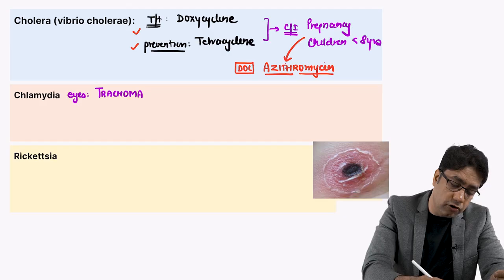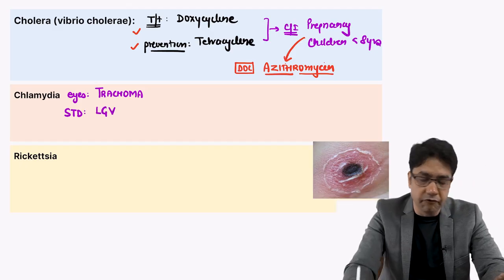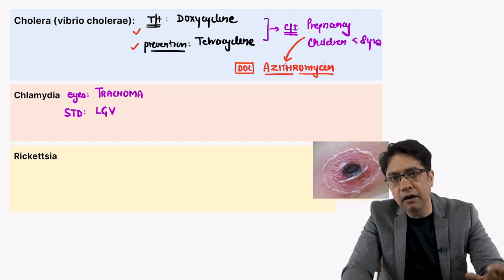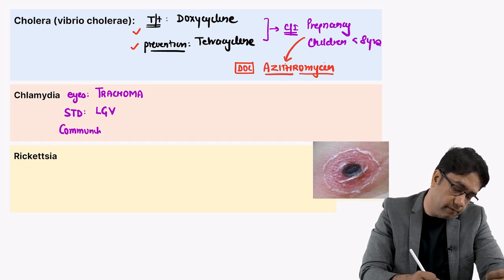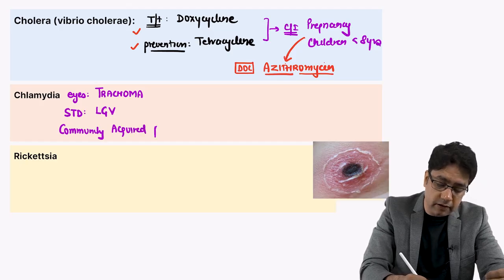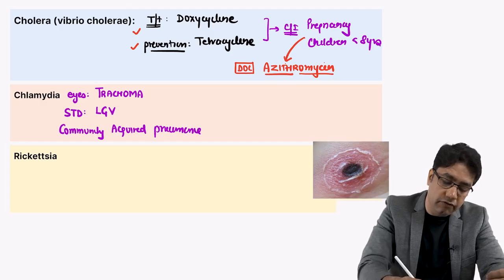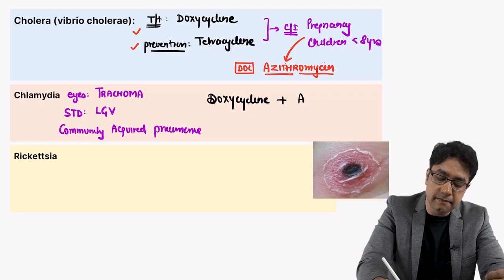Chlamydia can also cause a sexually transmitted disease, that is LGV, lymphogranuloma venereum. Plus chlamydia can cause community acquired pneumonia. Now, what is the treatment of chlamydial infection? We give the combination of doxycycline with azithromycin.